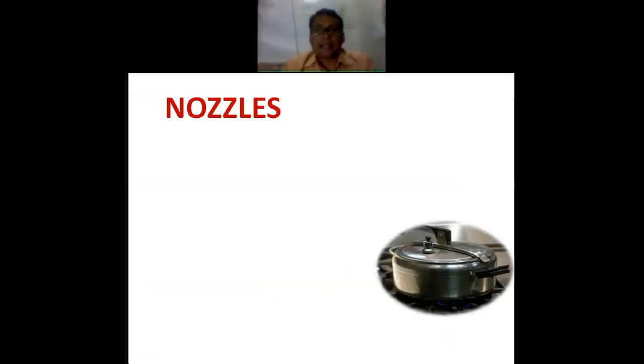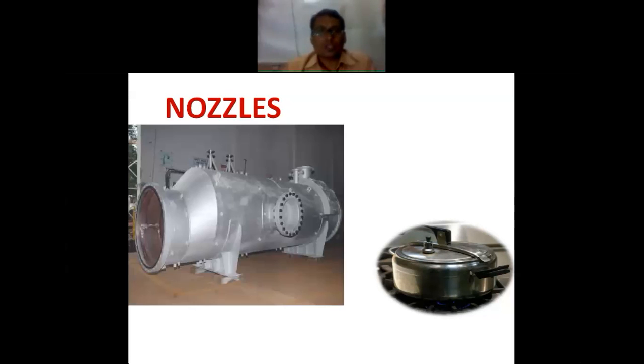So, looking at this figure, the nozzles are there. This vessel is a heat exchanger, a kettle type heat exchanger, and to this, different nozzles are attached. This is one nozzle, this is another nozzle.